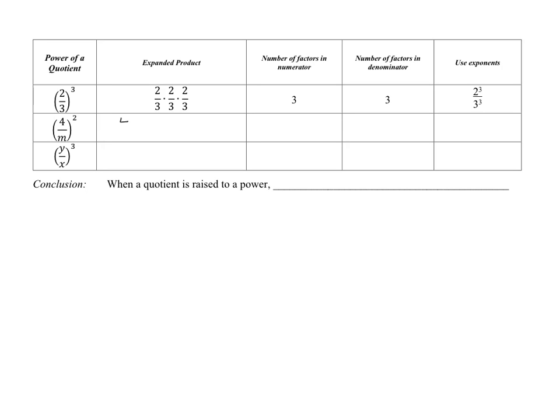Okay? The next one, let's say I've got 4 over m squared. Well, this just means I'm doing 4 over m times 4 over m. And if you look at your numerator, well, you have 2 4s in the numerator, and you have 2 m's in the denominator. So I could rewrite that as 4 squared over m squared. Okay? The next one, I've got y over x to the 3rd. So that just means I'm doing y over x times y over x times y over x, right? So if you look in the numerator, I just have 3 y's. In the denominator, I just have 3 x's. So that could be rewritten as y to the 3rd over x to the 3rd.